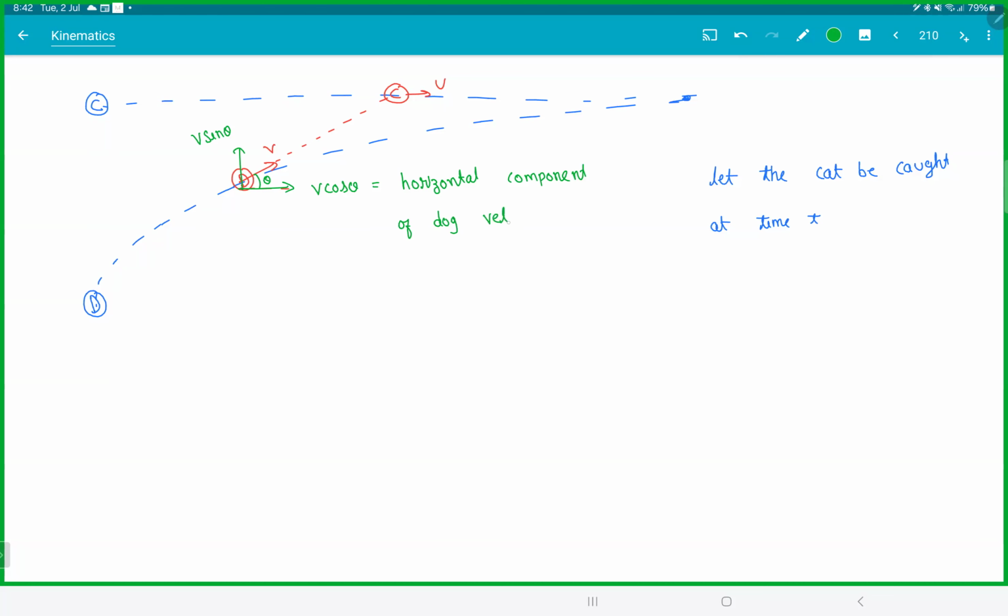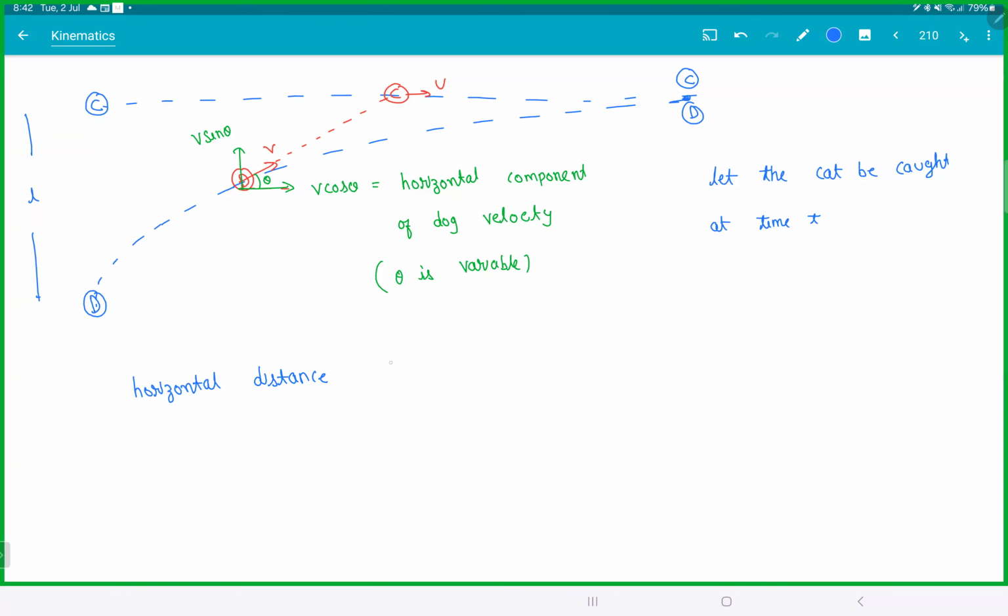Now, understand here, the theta is variable. Every instant that the dog is turning its head, theta is changing. Since the dog catches the cat, at this point the cat and the dog are at the same place. I can say the horizontal distance traveled by the dog is equal to the horizontal distance traveled by the cat.